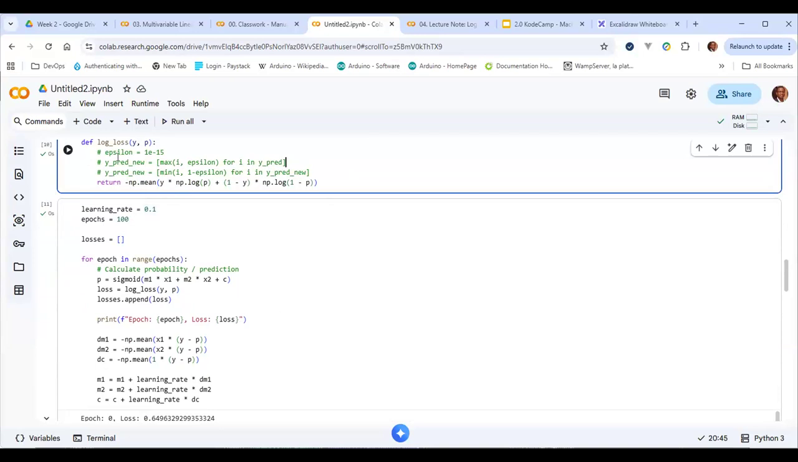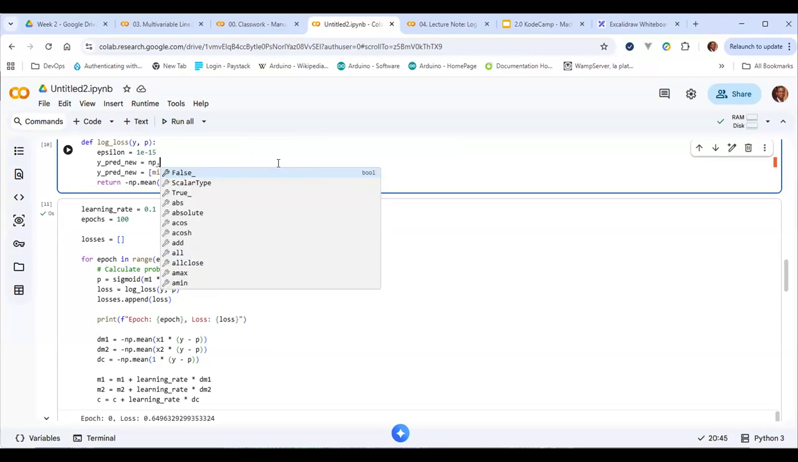So let's fix this epsilon thing. I don't think that's the cause of our loss going crazy, but it's still good to do that. So normally, the best way to do this is np dot, we have a function that allows you to basically determine the boundary.